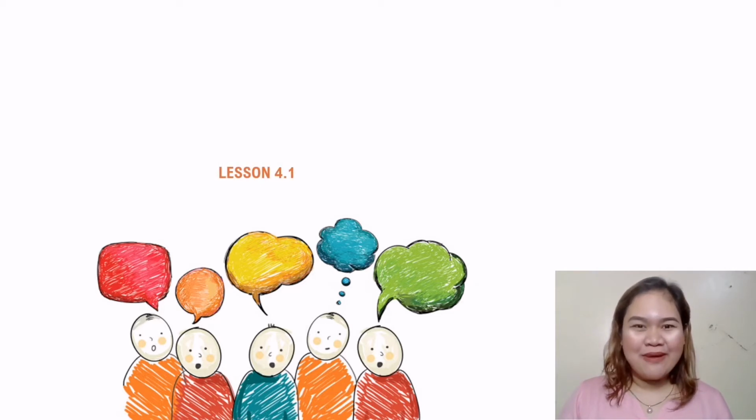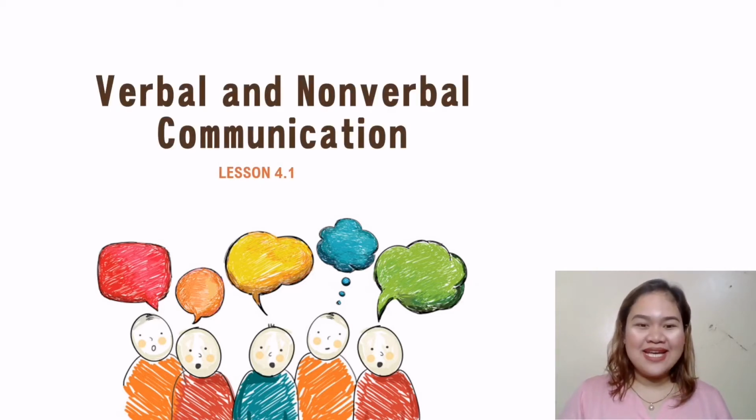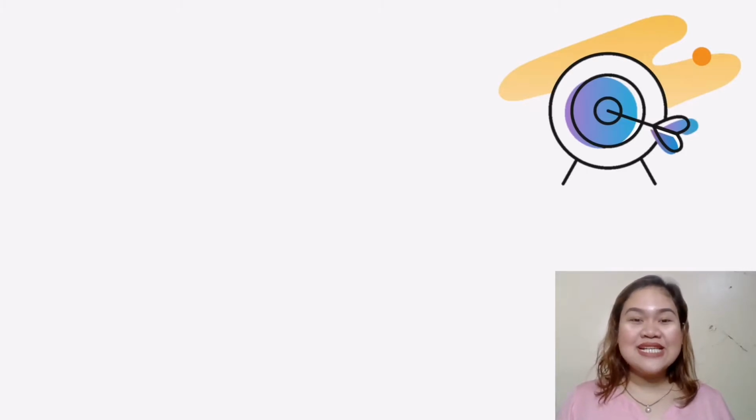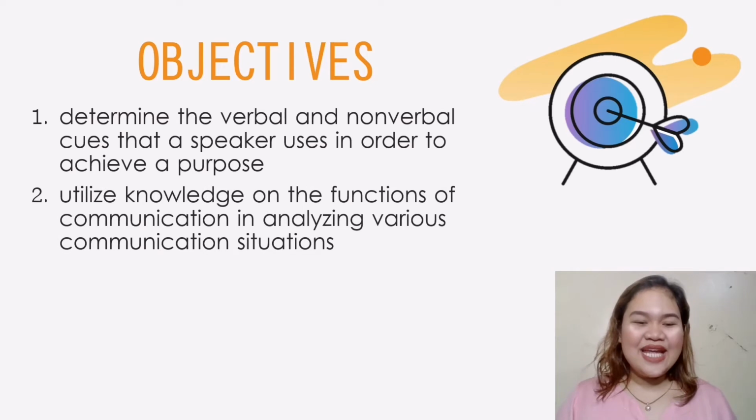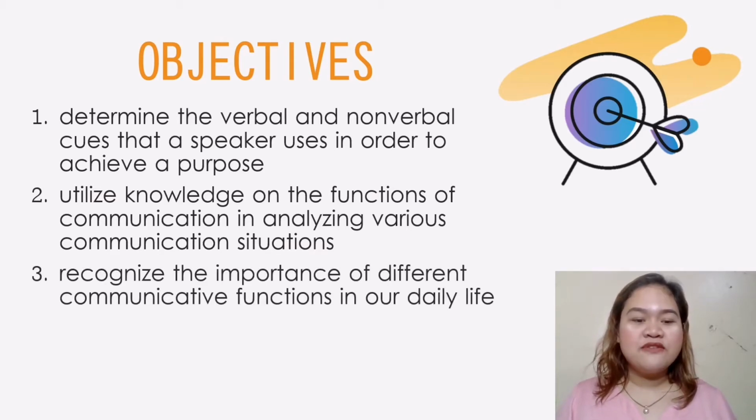Welcome to Lesson 4.1. The title of this lesson is Verbal and Nonverbal Communication. This lesson is a continuation of the previous one. The objectives of this lesson are the same with the previous one. Determine the verbal and nonverbal cues that a speaker uses in order to achieve a purpose. Second, utilize knowledge on the functions of communication in analyzing various communication situations. Third, recognize the importance of different communicative functions in our daily life.